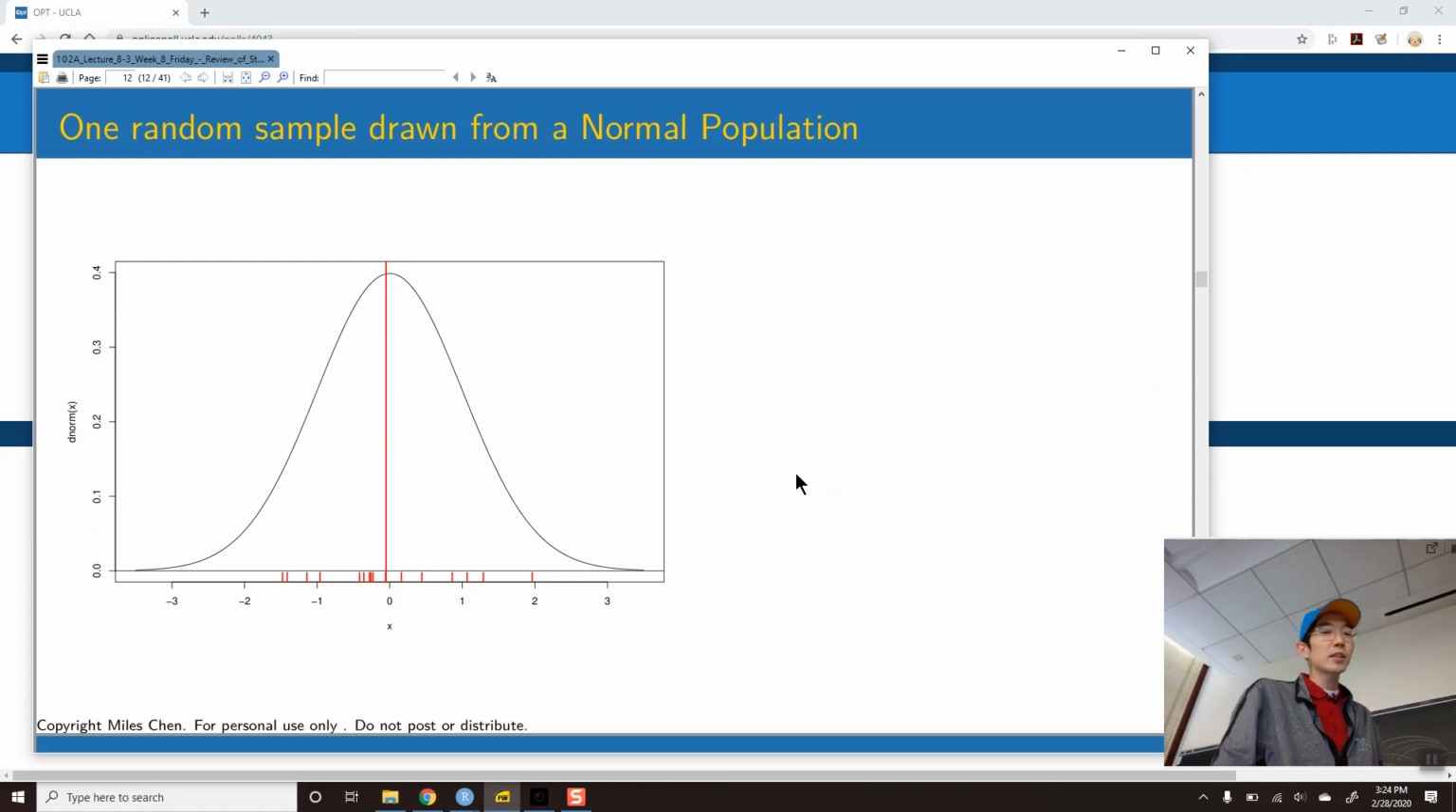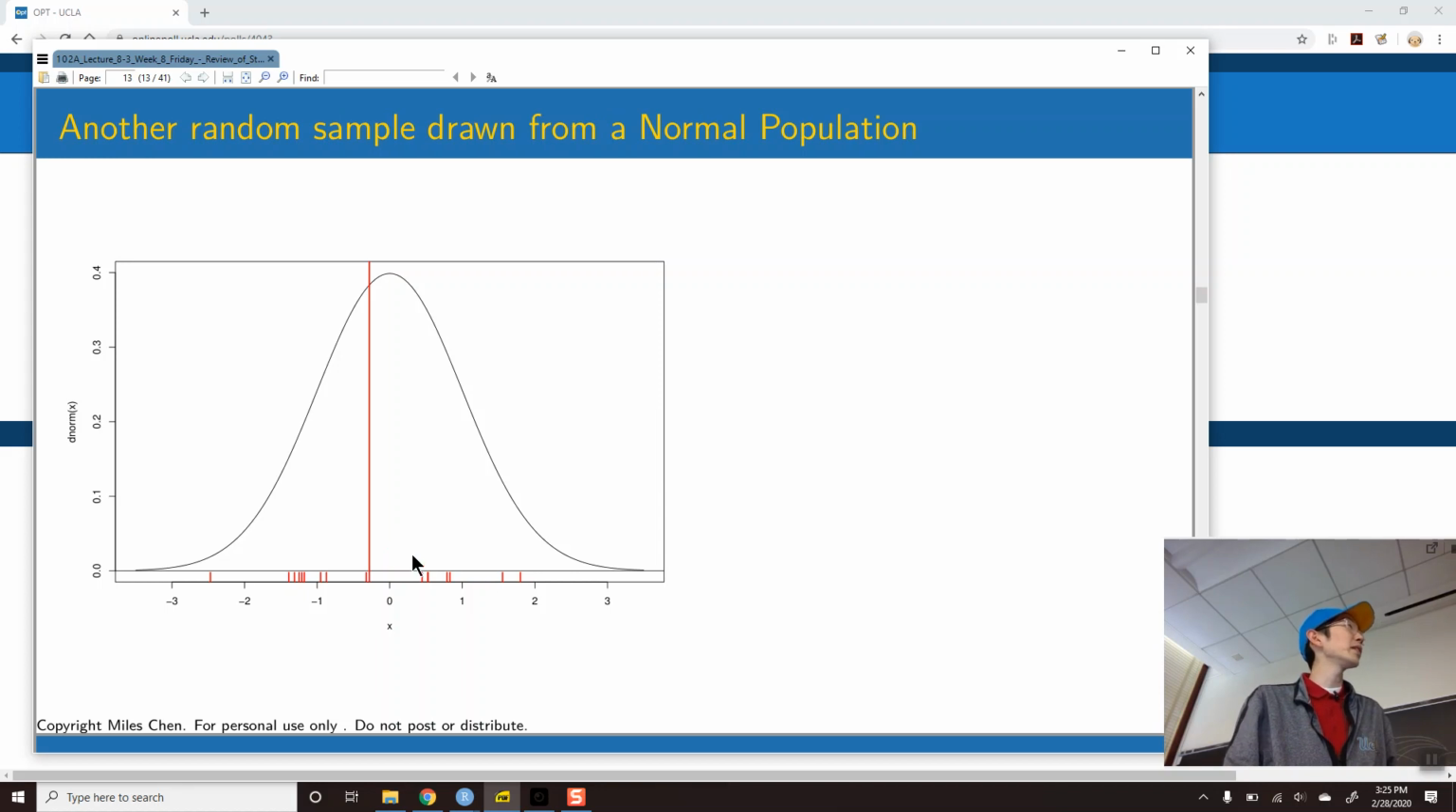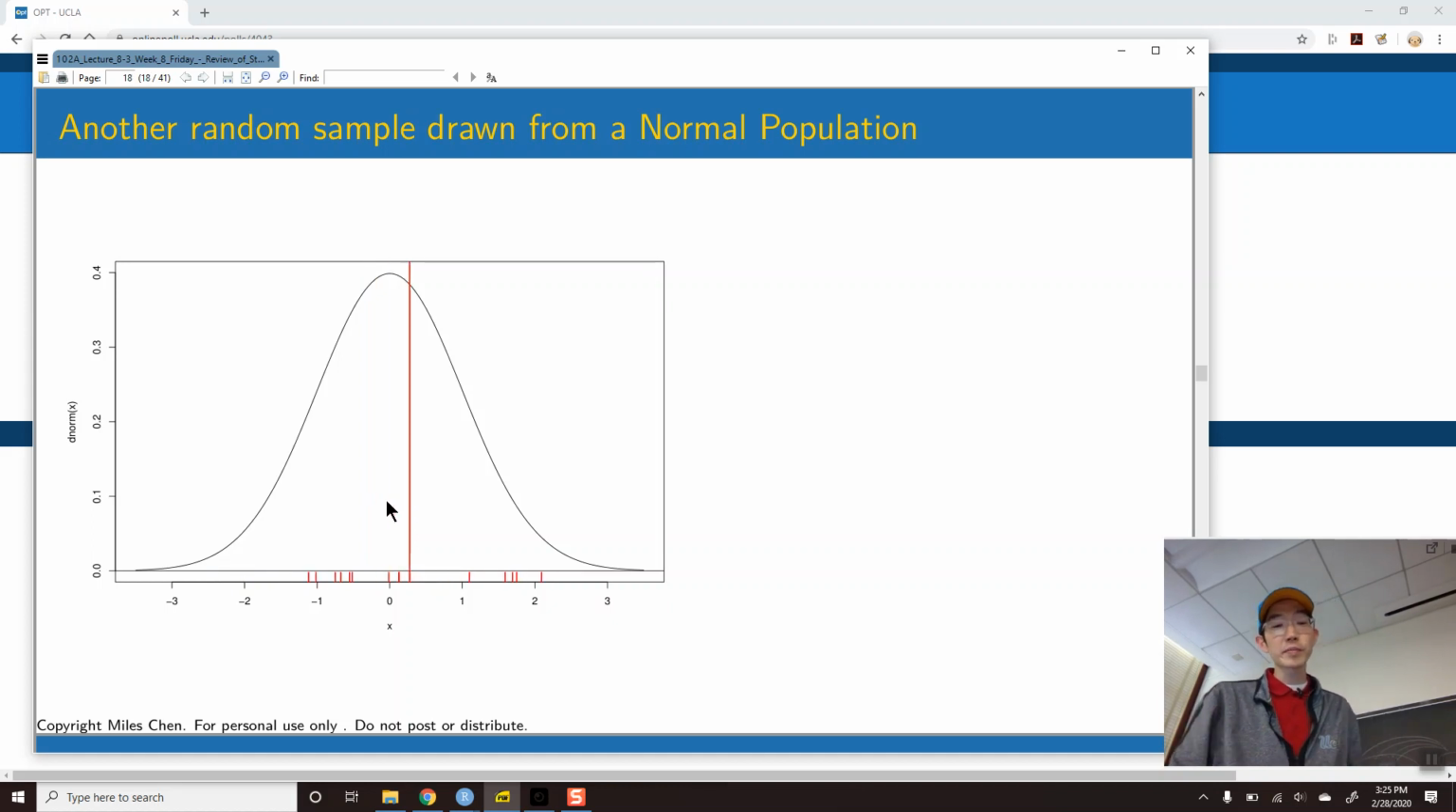So this curve represents the population. The population is a standard normal. These red ticks down here are the rug plot. These are the 16 data points that I got in this random sample, and the mean of these 16 points is a little bit lower than 0. Here's another random sample, and the mean of these 16 points is over here. Another random sample, the mean of those 16 points is here. Another random sample. In each of these, we're calculating different means.